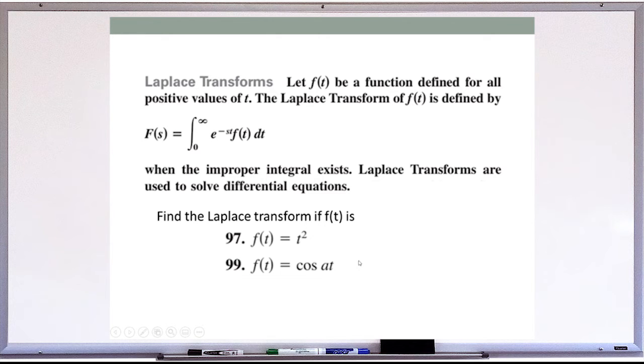So first of all, what is a Laplace transform? A Laplace transform is basically a way to simplify differential equations into algebraic equations. Okay, so on to solving this problem.